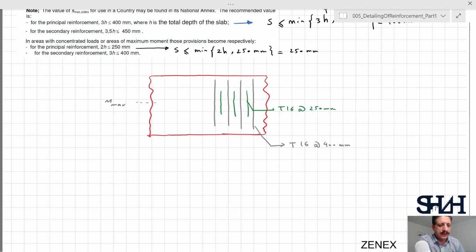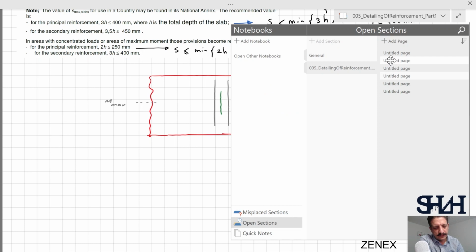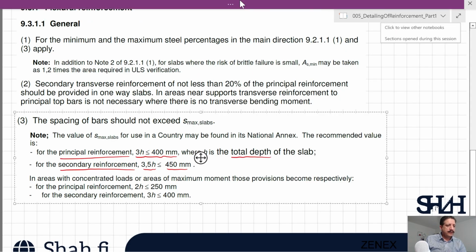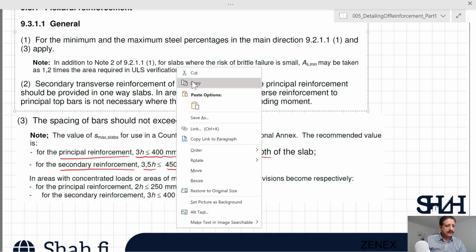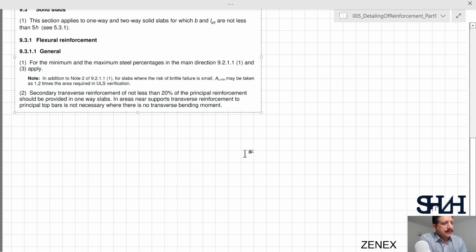We need to calculate what is the required secondary reinforcement. It's coming from the other rules and other clauses. From here we can see that in clause 9.3.1.1, item 2, secondary transverse reinforcement of not less than 20% of the principal reinforcement should be provided in one-way slab.